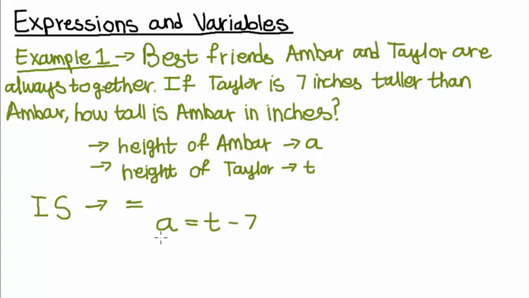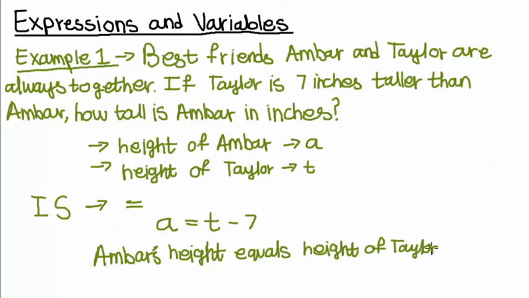Now, does a equals t minus 7 sound like the right variable equation? Well, let's think about it. If a represents the height of Amber, the equals represents the equal sign, and t represents the height of Taylor, and then the minus 7 is simply the minus 7, we can read this out as Amber's height equals the height of Taylor minus 7 inches. And that is the condition that is given in the word problem. Our variable equation in this case is a equals t minus 7.